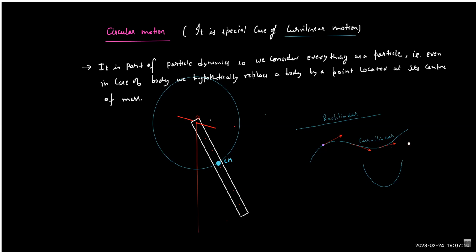So our particle is moving, you can see here, and the velocity vector at any instant is tangential to the path. And in circular motion, the same thing happens. As you move on a circular path, what will happen? Your velocity vector will keep on changing, right?